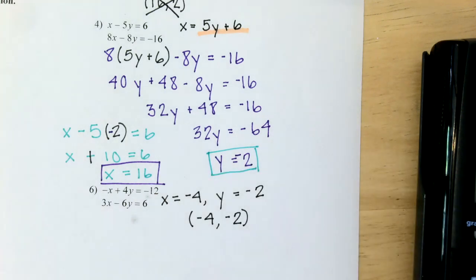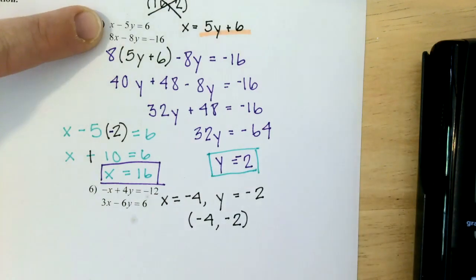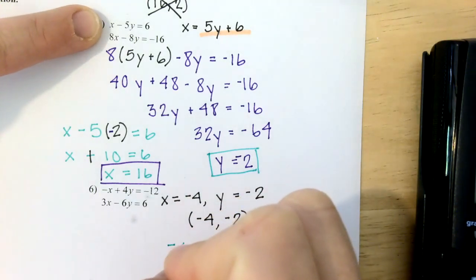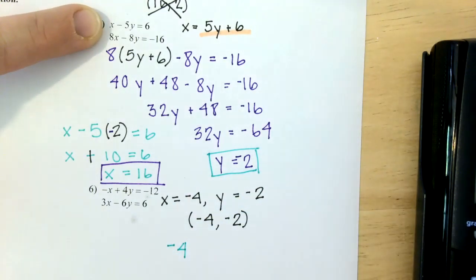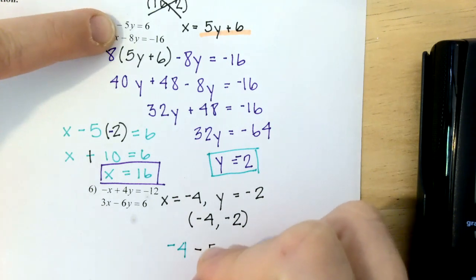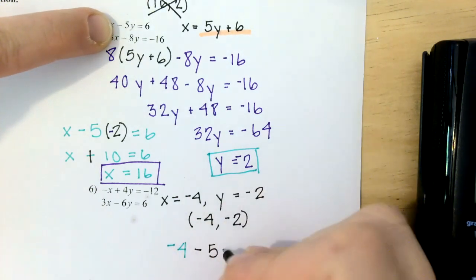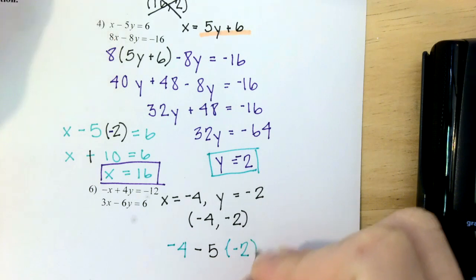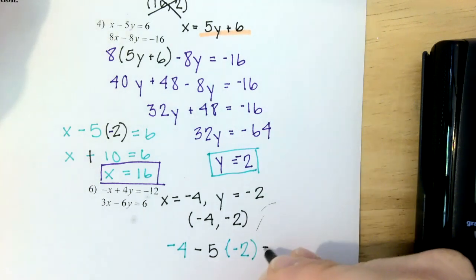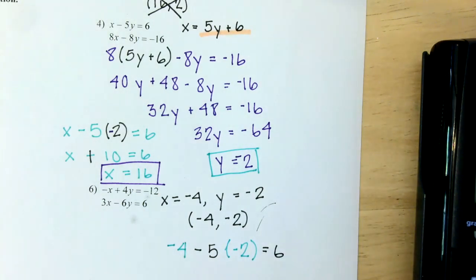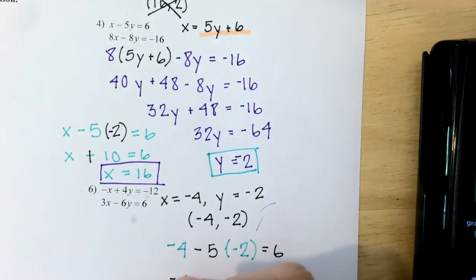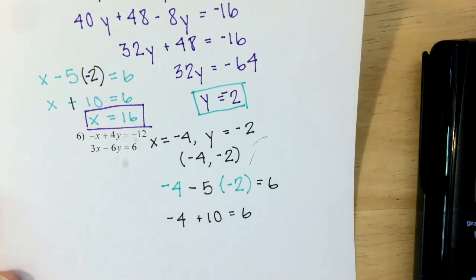So our original, the top one was x, or -4, minus 5 times y, which we decided is -2, not +2, equals 6. Leave that as -4, -5 times a -2 is a +10, equals 6. Yay. Okay, so that still works for that first one, but let's make sure it works for the second one.